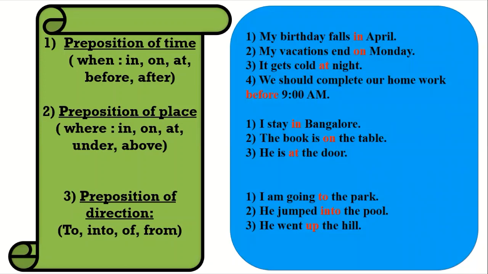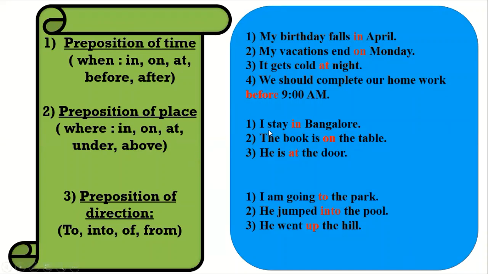For example, my birthday falls in April. So it's telling about the time, in April. Next, my vacation ends on Monday. See, this one we cannot learn by heart. Preposition, it's only through a lot and lot of examples you'll be able to understand better and know when to use which preposition. It gets cold at night. At what time? Again, you're telling the time, around night. So, at night. Next, we should complete our homework before 9 a.m. So again, it is a preposition of time.